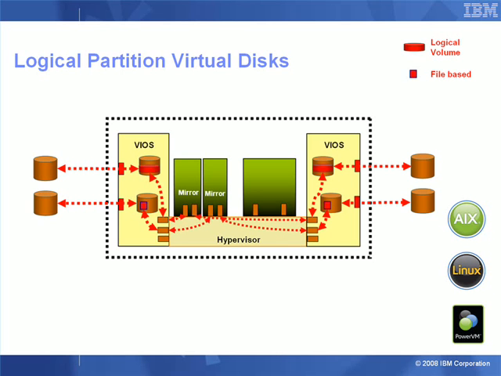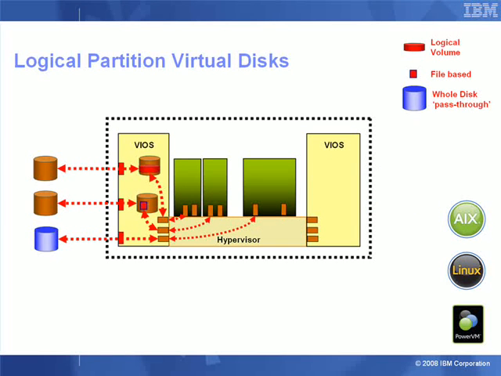Now, of course, we may want to make sure that we have disk protection in here. If these are simple SCSI disks, then one way of doing that is that we could have two VIO servers and have matching pairs of either logical volumes or file-based virtual disks. And then the client logical partition can mirror between the two VIO servers, the two logical volumes or files, out onto two separate different disks.